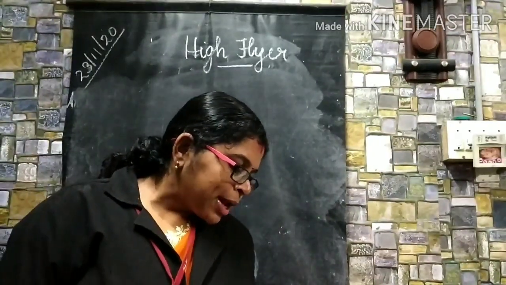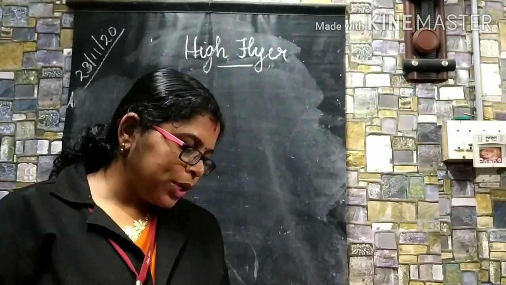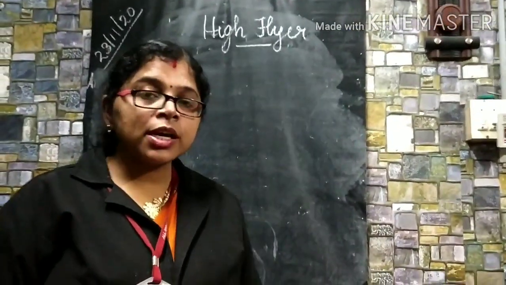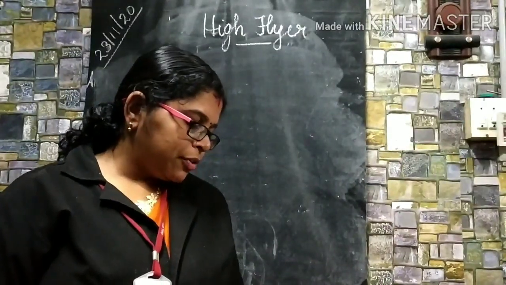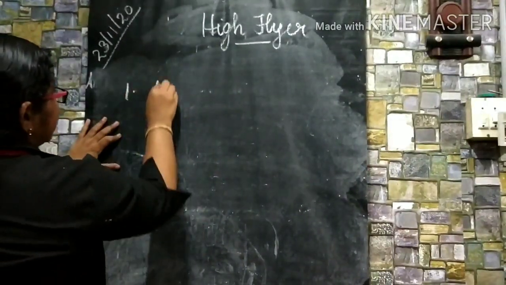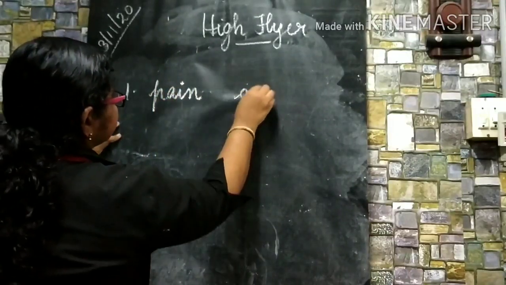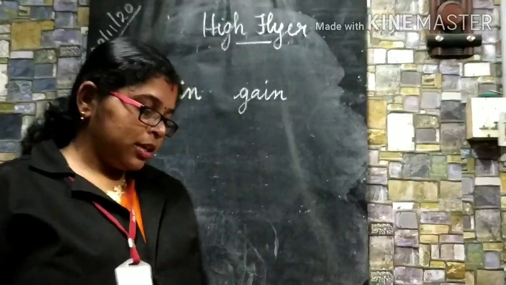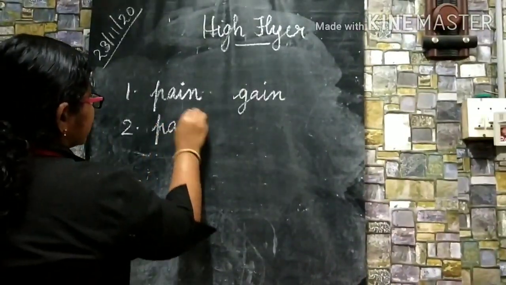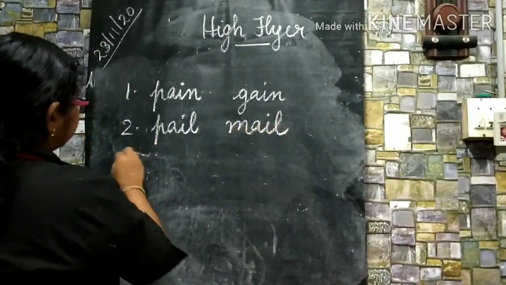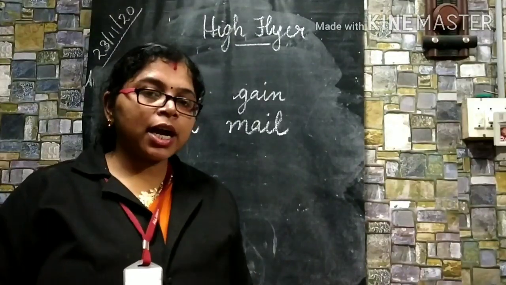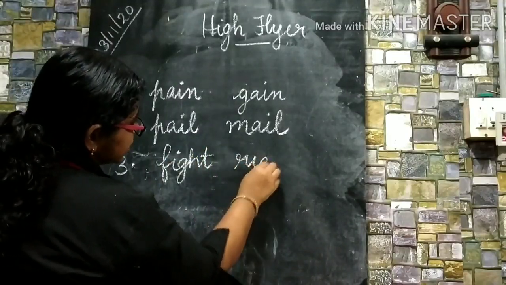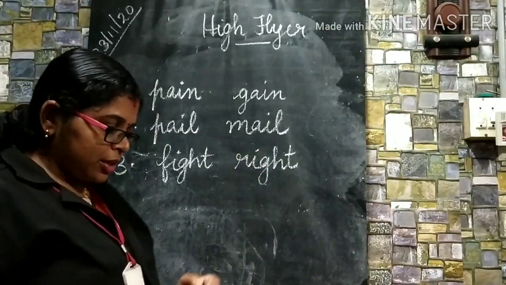So next one, some rhyming words from the poem. Add two words to each set. You all know what rhyming words are, words which end with the same sound. So plain, rain, any other two words you can give? Yes, pain, game. Second one, sail, tail. Yes, pain, main. Third one, sight, kite. Yes, fight, right. These all are rhyming words.